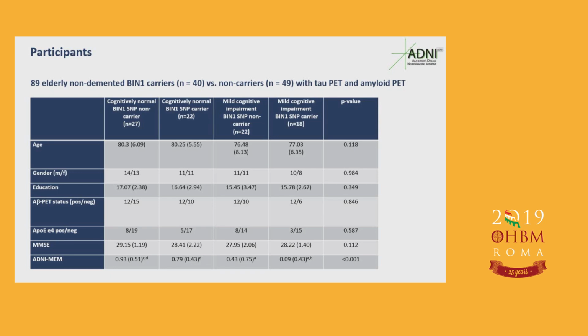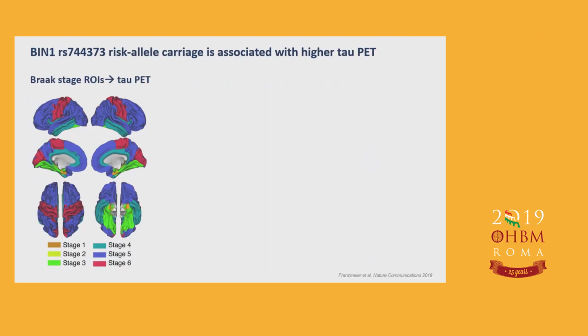We had about 40 BIN1 carriers that were either cognitively normal or had mild cognitive impairment, and 49 non-carriers, which were also either cognitively normal or had mild cognitive impairment. They were pretty much comparable in terms of the basic demographics, except that, and you see this on the lower row, the BIN1 SNP carriers had lower memory performance compared to the non-carriers, both in the cognitively normal group and in the MCI group.